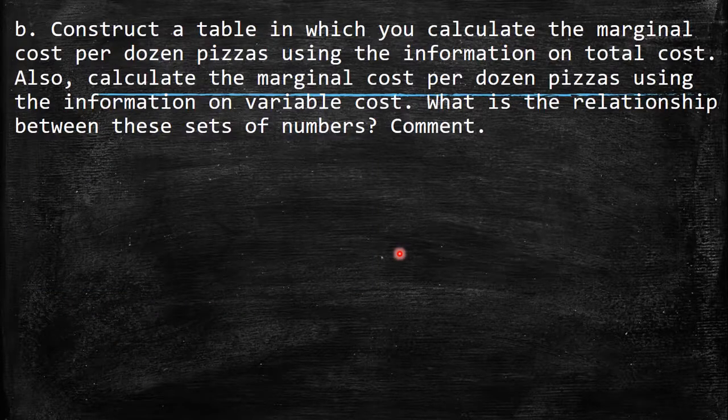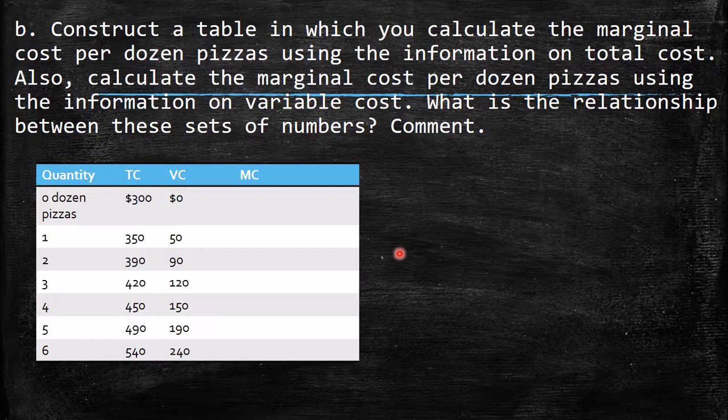Then part B: construct a table in which you calculate the marginal cost per dozen pizzas using the information on total cost. Also, calculate the marginal cost per dozen pizzas using the information on variable cost. What is the relationship between these sets of numbers? Comment. So here I summarize again the same table I just put in my table. This is exactly the same.